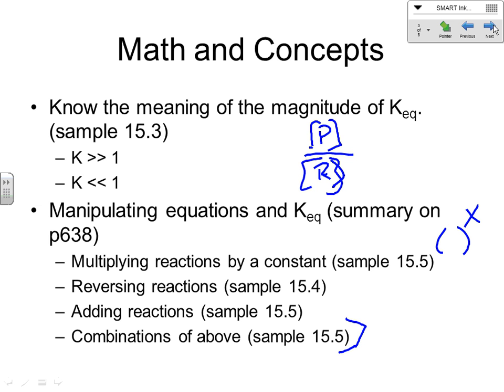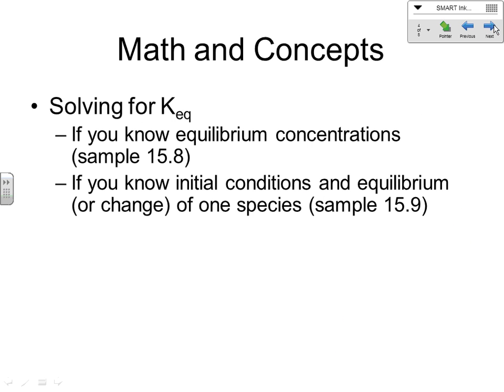Oops, I wrote that by the wrong one because the first one listed here was reversing the reaction. And when you reverse the reaction, you flip your reactants and products. That's going to be an inverse situation. Well, actually, I did do that right. Multiplying by a constant, that was the first one there. So whatever it used to be, you're going to raise it to some new power when you multiply by something. And then the adding, remember, when you add reactions, that doesn't add Ks, it multiplies Ks. And then be able to handle combinations of each of those.